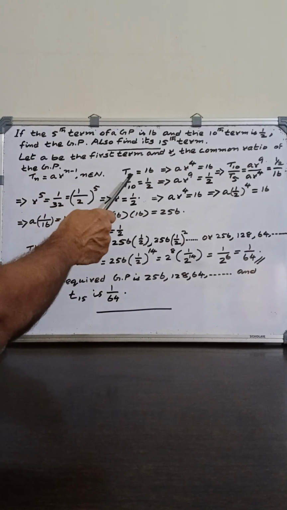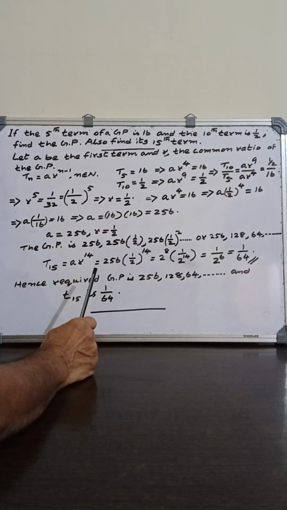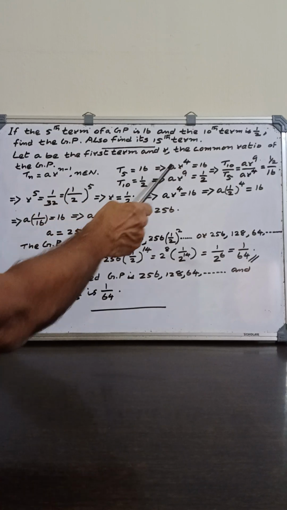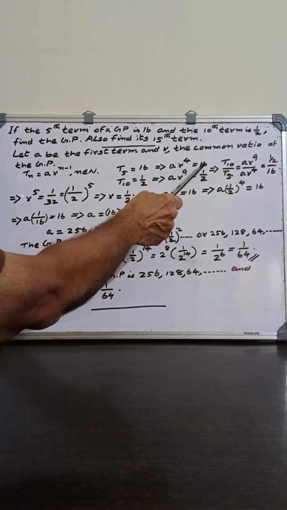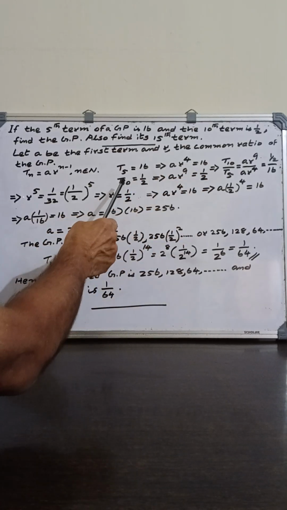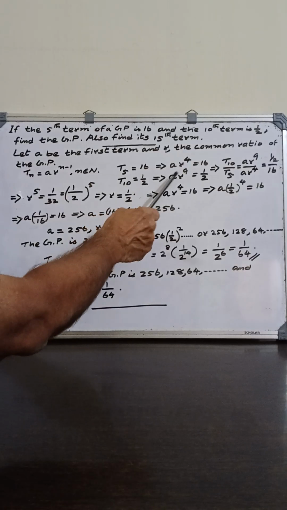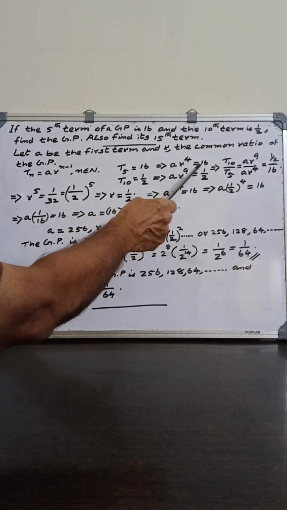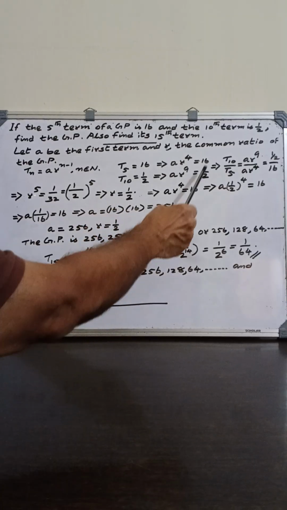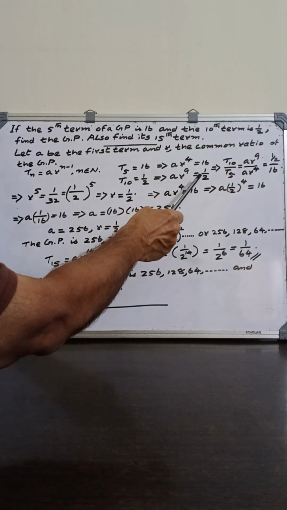Here the given fifth term is 16, therefore T5 equals 16. That is A R raised to n minus 1 means A R raised to 5 minus 1, A R raised to 4 equals 16. And 10th term is 1 by 2. That is A R raised to 10 minus 1, A R raised to 9 equals 1 by 2. These two equations we have to consider: A R raised to 4 equals 16 and A R raised to 9 equals 1 by 2.